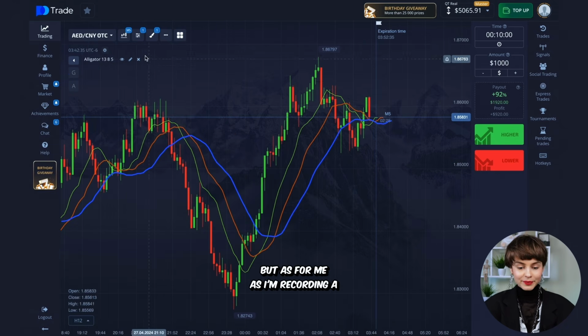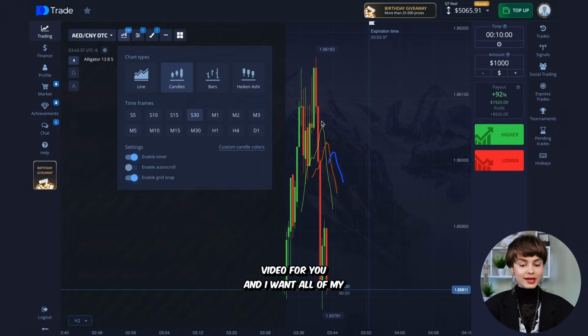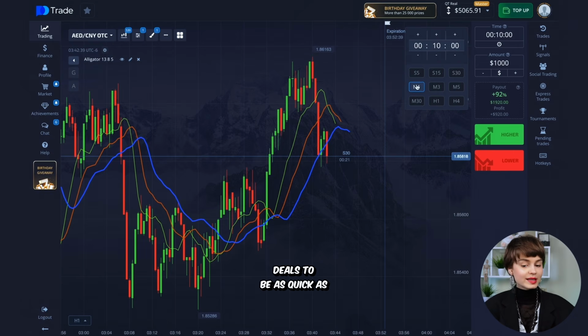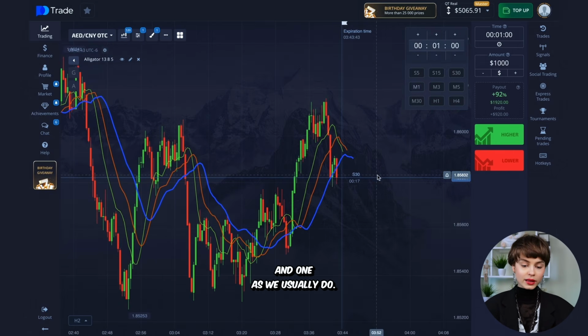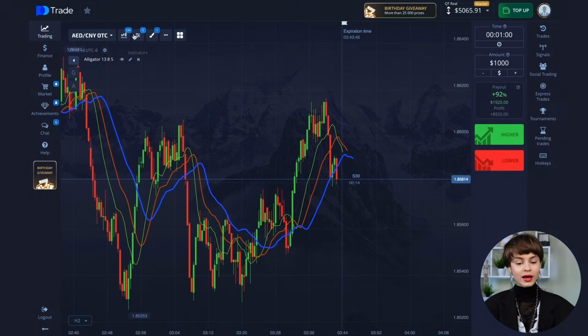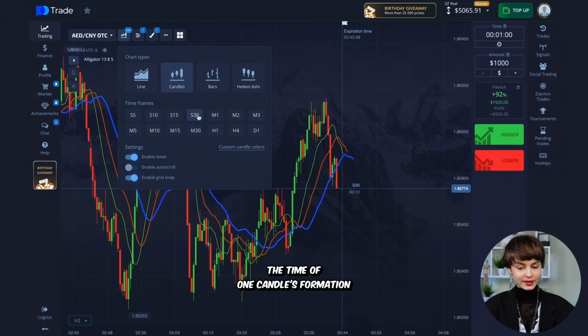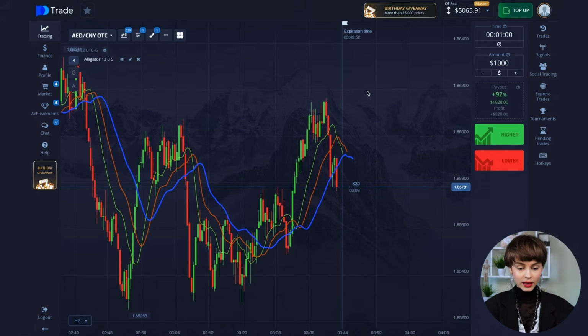But as for me, as I'm recording a video for you and I want all of my deals to be as quick as possible, I'm using the quick time frame M1, as we usually do. But don't forget, we need to make the time of one candle's formation 2-3 times less. Right here.